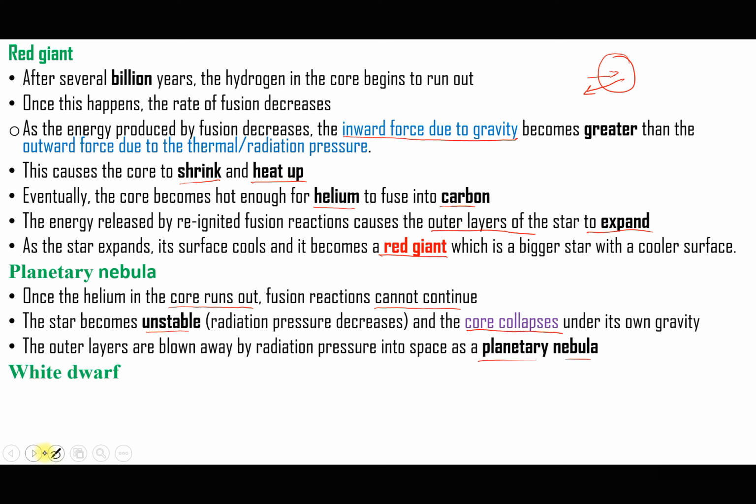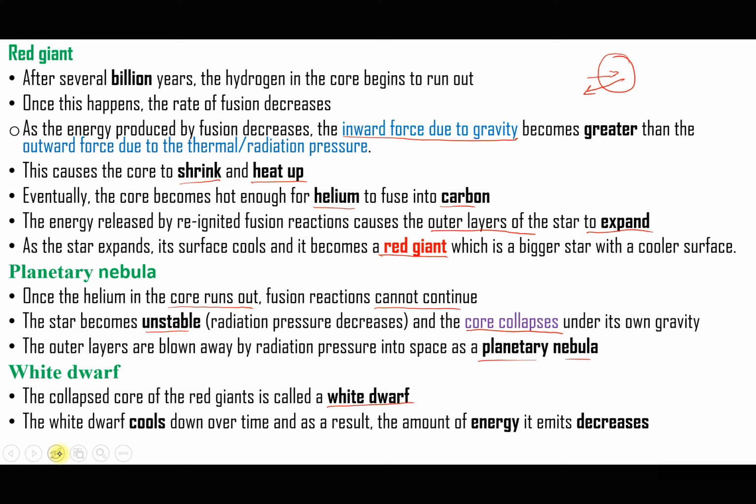The collapsed core of the red giant is called a white dwarf. The white dwarf cools down over time, and as a result, the amount of energy it emits also decreases. So the collapsed core now becomes what we call the white dwarf.